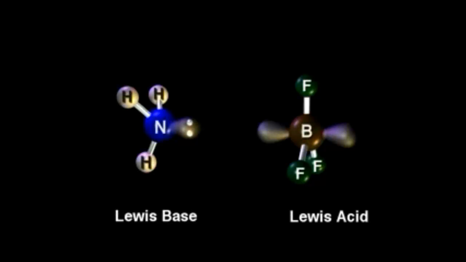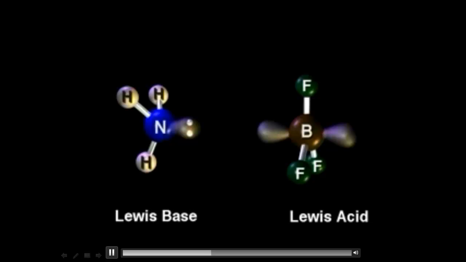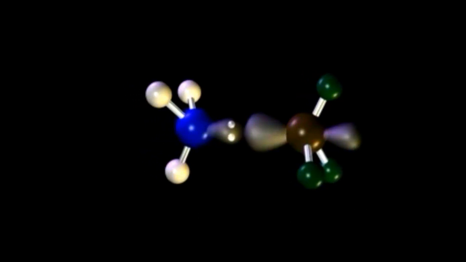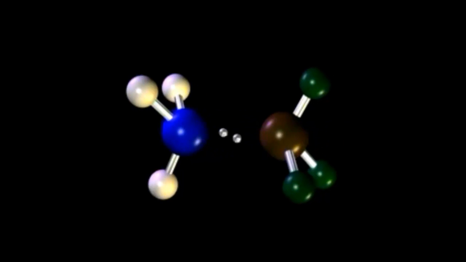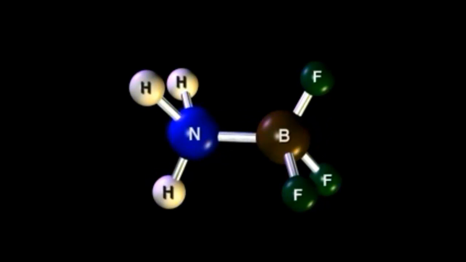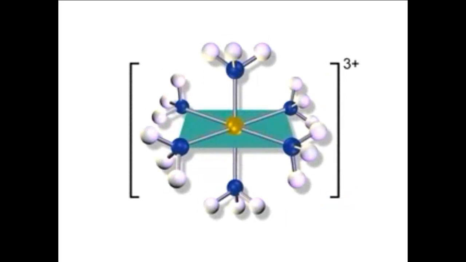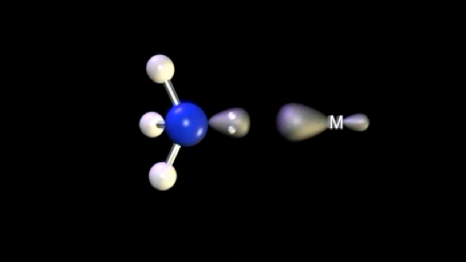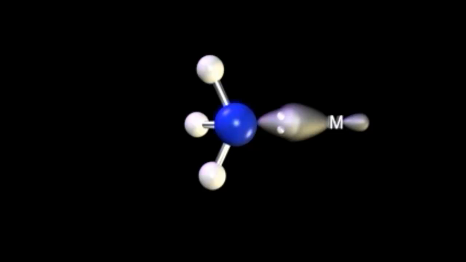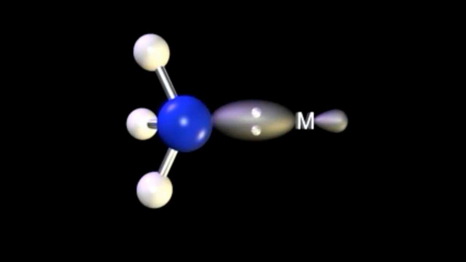Lewis acid-base theory is more general than Bronsted theory because it applies to systems that do not involve protons. For example, ammonia acts as an electron pair donor toward boron trifluoride, a molecule that has a vacant 2p orbital. Ammonia also acts as a Lewis base toward metal ions, as in this example of the cobalt-3 hexamine complex. The ammonia electron pairs are donated into vacant metal orbitals.